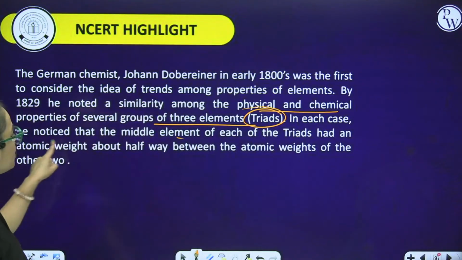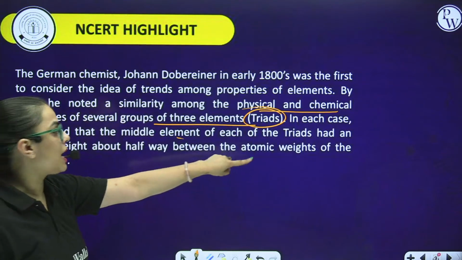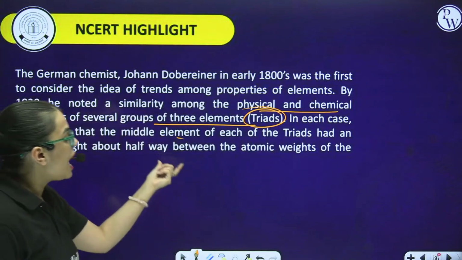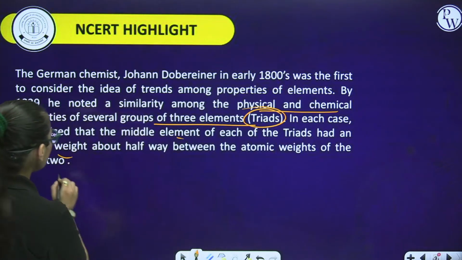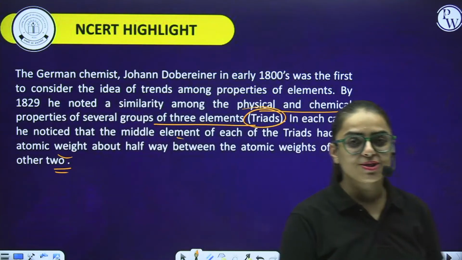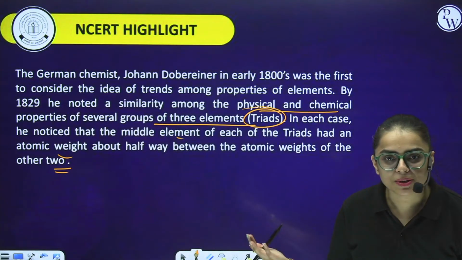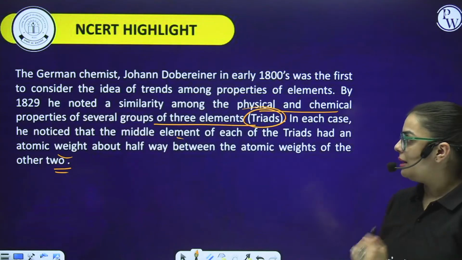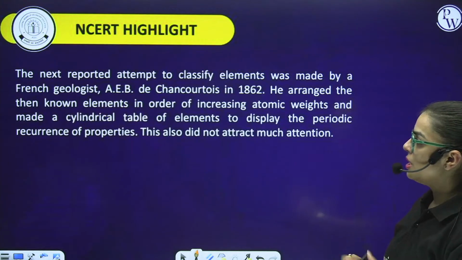So in each case, he noticed that the middle element of each of the triads had an atomic weight about halfway between the atomic weight of the other two, which I have already mentioned to you. So I guess now the NCERT lines are also clear to you after understanding the topic, students. Very good. Let us start with the next classification.